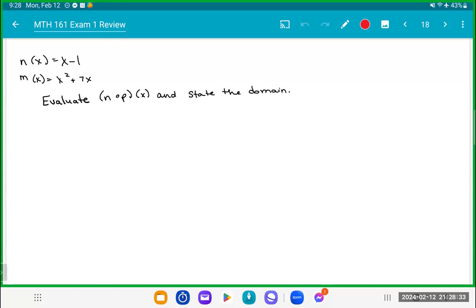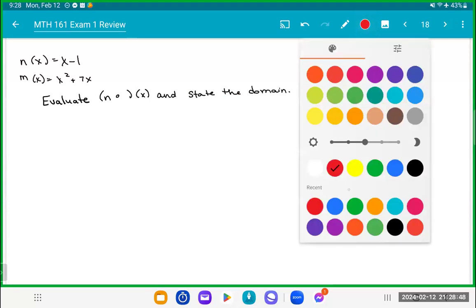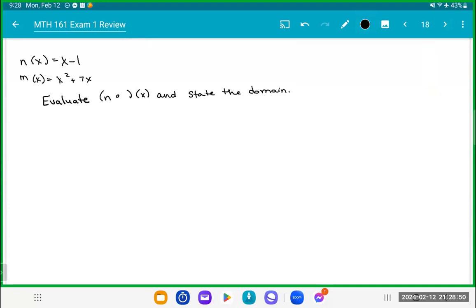Okay, so for this one, we have n of x equals x minus 1, m of x equals x squared plus 7. And we want to do the composition of n of m of x and state the domain.